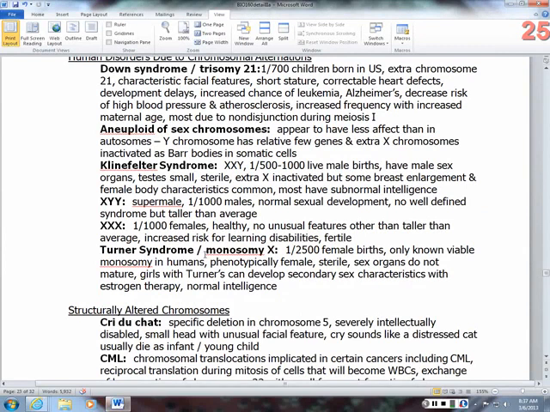With Turner syndrome, monosomy X, this is 1 in 2,500 female births. This is the only known viable monosomy in humans. And phenotypically they're female, but they're sterile because they don't have the second chromosome to put into their gametes. Their sex organs do not mature. A female with Turner syndrome can develop secondary sex characteristics if they're given estrogen therapy.